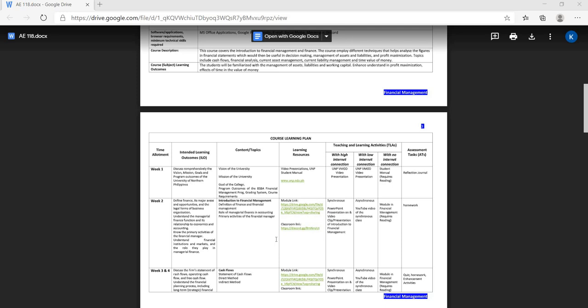So second week is the introduction to financial management. Third week and fourth week is cash flows. As you can see here, 2 weeks are allocated to the statement of cash flows. The statement of cash flows is the most complicated financial statement.